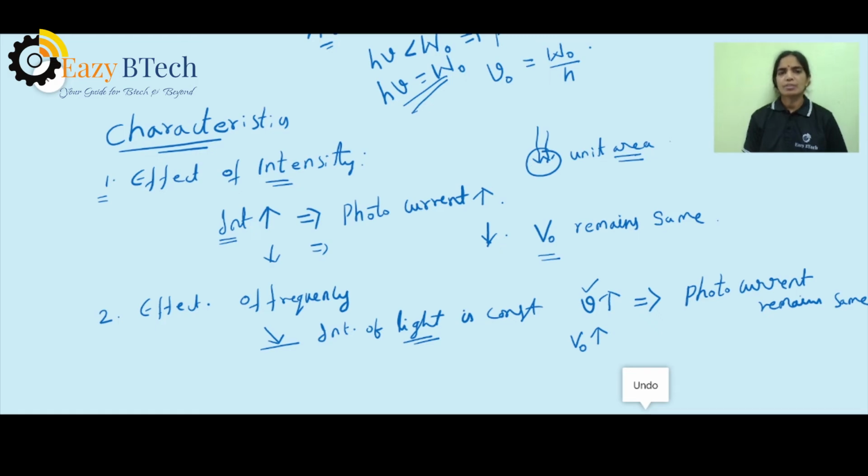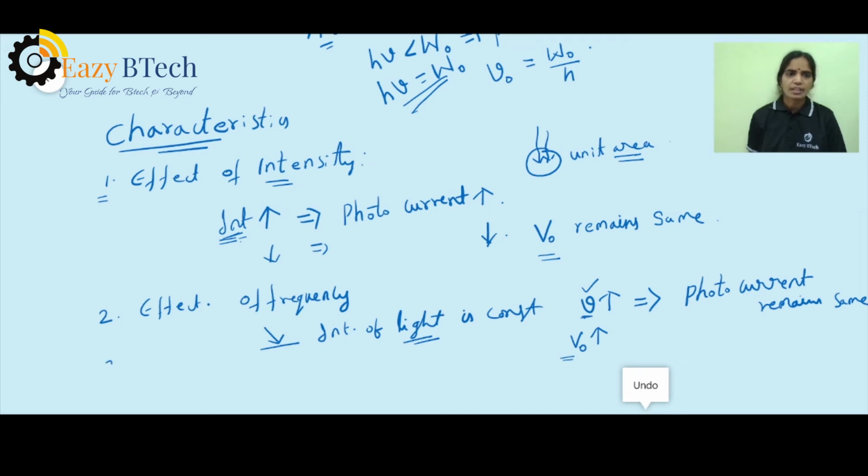So don't get confused between these two points. When I increase the intensity of radiation, my photocurrent also increases, and when intensity decreases, photocurrent decreases. However, stopping potential remains the same. But here, when I increase the frequency of radiation, photocurrent remains constant. Photocurrent will not change. Who changes? Stopping potential changes; it increases.